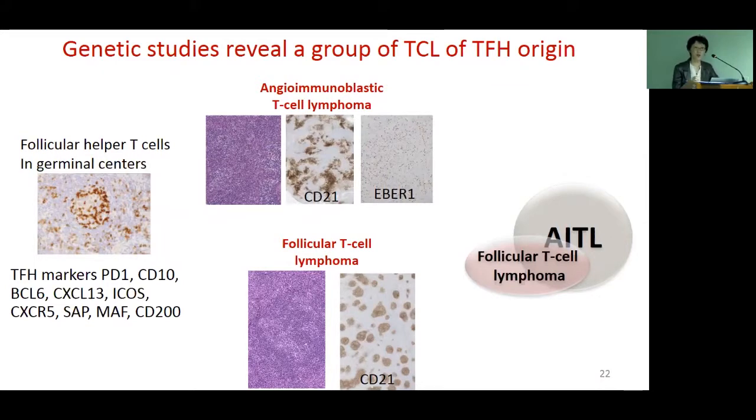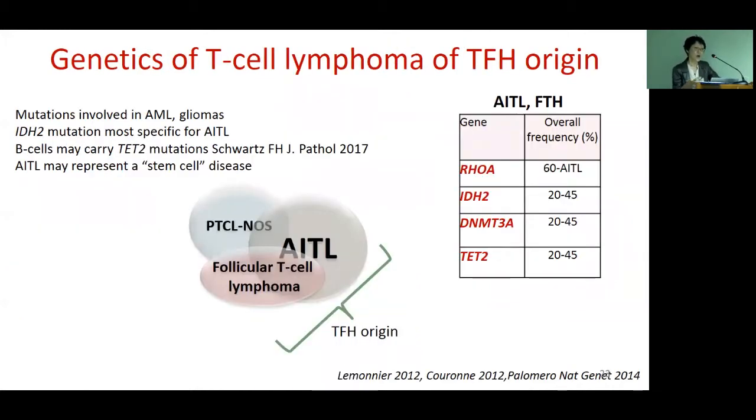And so the TFH markers that are now recognized to be helpful are PD1, CD10, BCL6, CXCL13, ICOS, and several others I've listed here. These are all expressed in follicular T-cell derived T-cell lymphomas, namely follicular T-cell lymphoma as well as angioimmunoblastic T-cell lymphoma. Using that approach, genetic studies have identified that these harbor mutations that seem to be enriched for RHOA, IDH2, DNMT3A, and TET2. These are mutations, aside from RHOA, that are also found in other tumors like gliomas and acute myeloid leukemias. The IDH2 mutations seem to be most specific for angioimmunoblastic T-cell lymphoma, and TET2 mutations notably can be found in other lymphomas like B-cell lymphomas.